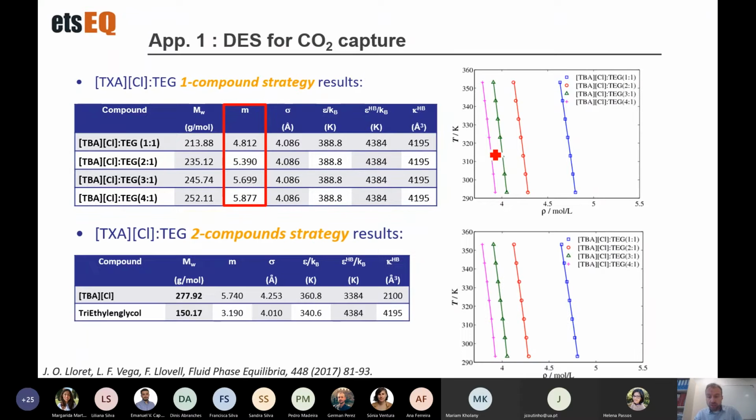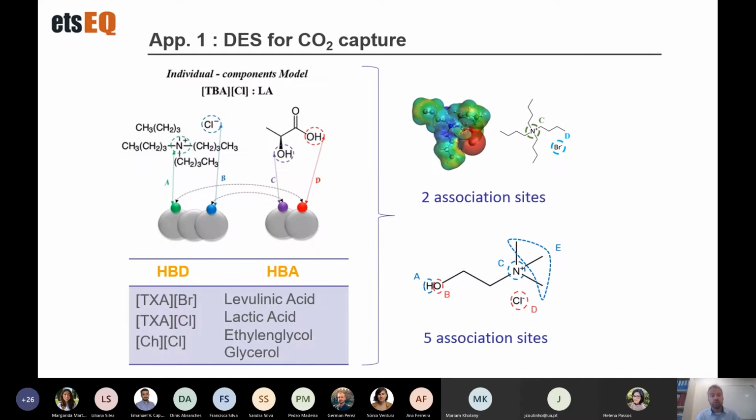When we move to the two compounds strategy, see this figure, you can see that there are basically no differences in terms of accuracy, and we were able to fit a single set of parameters for each one of these two compounds, which could be used independently of the proportion that we had in the system. Then, according to that, we decided to skip the one compound strategy and focus on the individual compounds model.